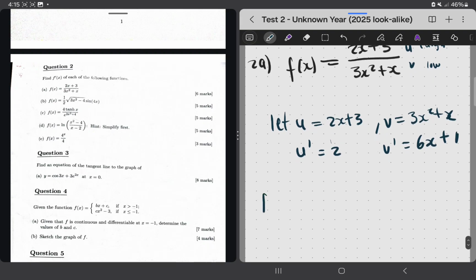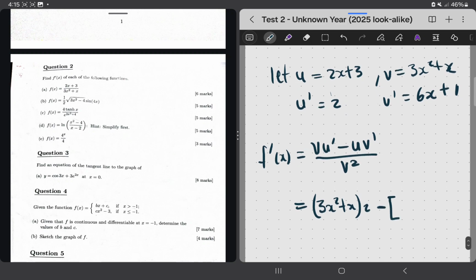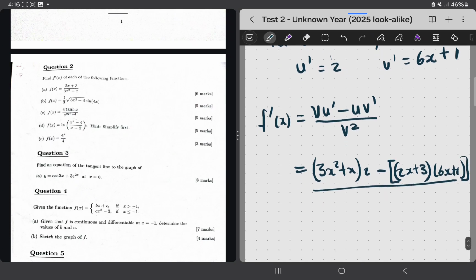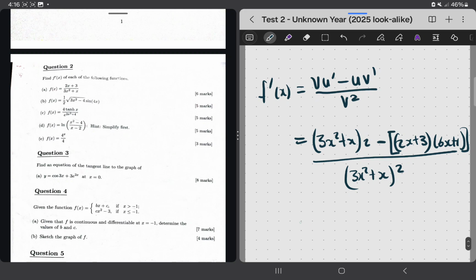So now we can say f prime of x, the derivative of f of x, is going to be low d high minus high d low. So it's low, which is v, d high u prime, minus high u d low v prime, over square the bottom. Don't forget: low d high minus high d low over square the bottom. What is our low? v. So it's 3x squared plus x multiplying u prime, 2, minus. Whenever there's a minus, we put this big bracket like this. u is 2x plus 3, together in a bracket, multiplying v prime, which is 6x plus 1. They're all affected by the negative, over v squared, which is 3x squared plus x, all squared.